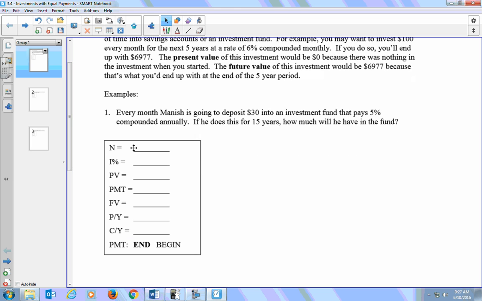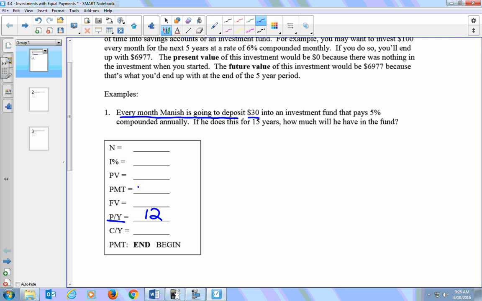So every month, Manish is going to deposit $30 into an investment fund that pays 5% compounded annually. If he does this for 15 years, how much will he have in the fund? Okay, so every month, this isn't like our typical payment statement that says he's going to make monthly payments. This is where you have to read a little bit more carefully. It says every month Manish is going to deposit, so that's our payments per year. So every month means there's 12 months in a year, and his payments will be $30.